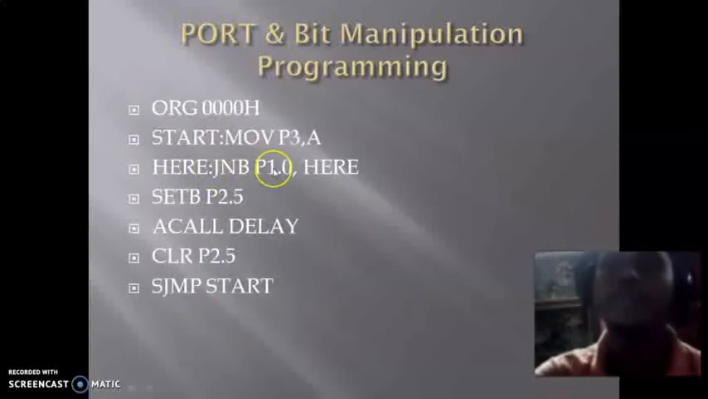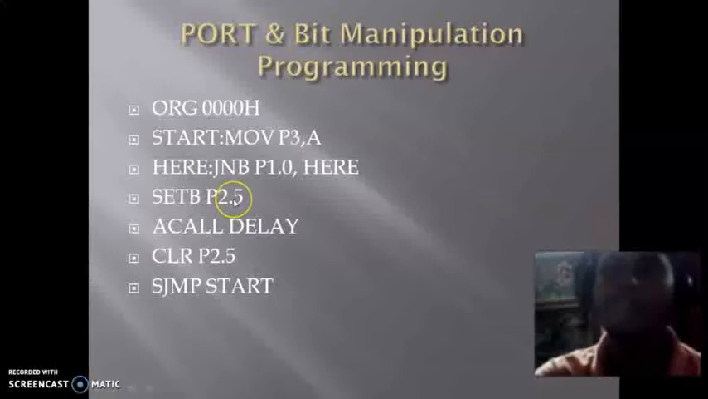The next bit manipulation program begins with ORG, the starting address, then START: MOV P3, A, which means the content of the accumulator will be sent to port 3. Now here JNB P1.0: we try to find out whether pin 0 of port 1 is set as 1 or not. If it is not, then the loop continuously rotates within the line, and if it is 1, then it will SETB P2.5, which means pin 5 of port 2 will be set as 1.